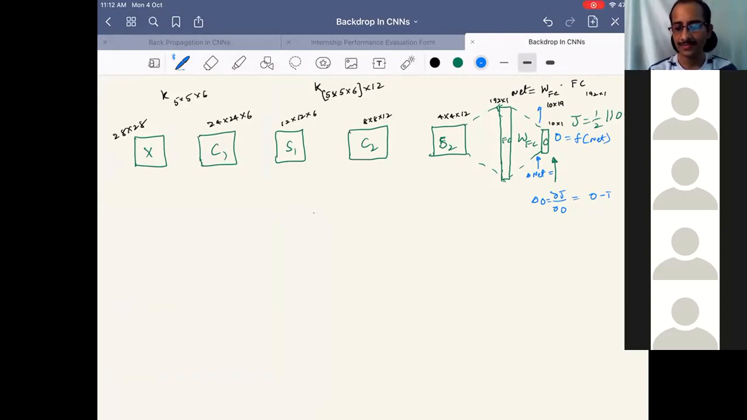Assume that small delta net is dou O by dou net. This is how we denote the small deltas, as we discussed in the last class. It's equal to what? F dash matrix. Your diagonal having F dash net 1, F dash net 2, and so on up to F dash net C, or net 10 now. It's a diagonal matrix, having all F dashes on the diagonal and zeros elsewhere. Right? So now let's move on.